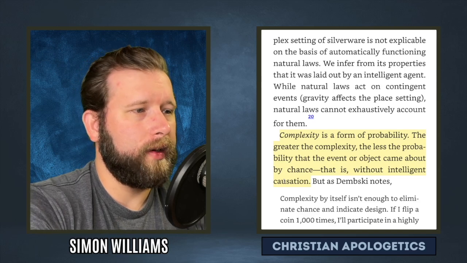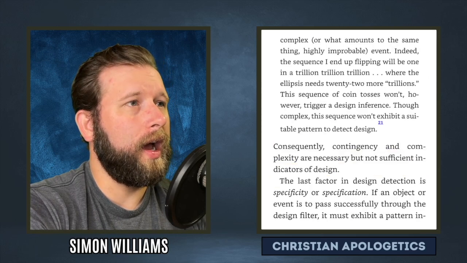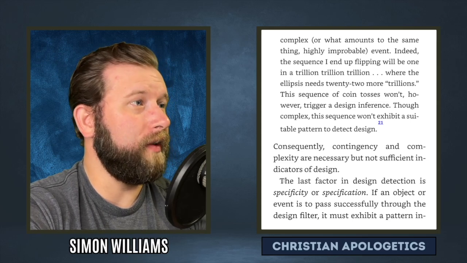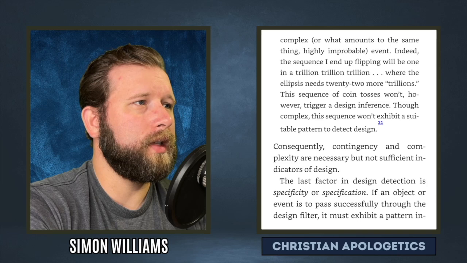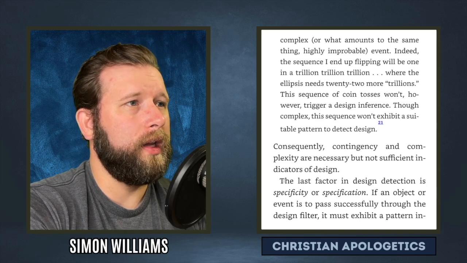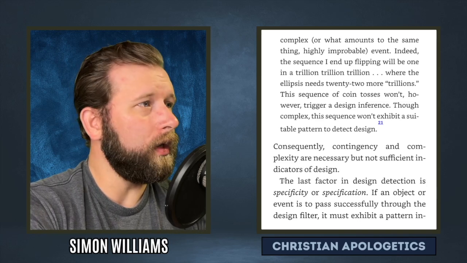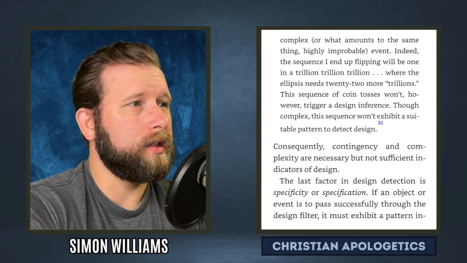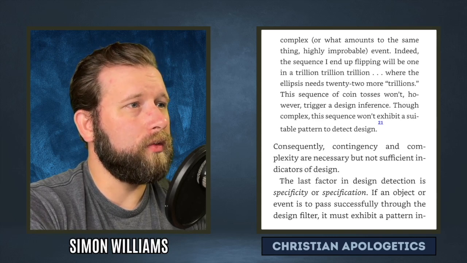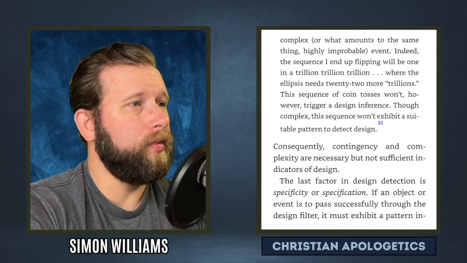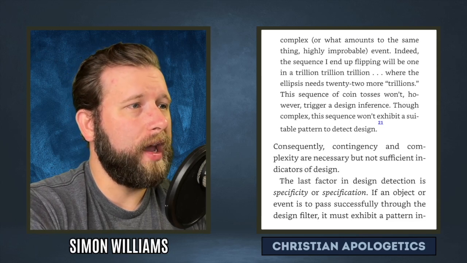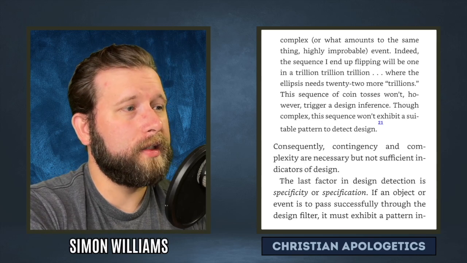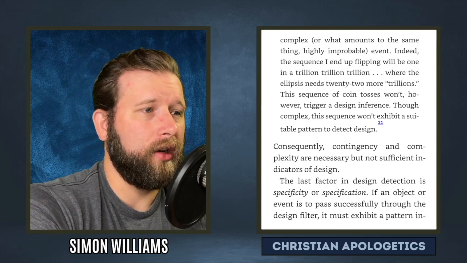If I flip a coin 1,000 times, I'll participate in a highly complex, or what amounts to the same thing, highly improbable event. Indeed, the sequence I end up flipping will be 1 in a trillion, where the ellipses needed 22 more trillions. This sequence of coin tosses won't, however, trigger a design inference. Though complex, this sequence won't exhibit a suitable pattern to detect design. Consequently, contingency and complexity are necessary but not sufficient indicators of design.